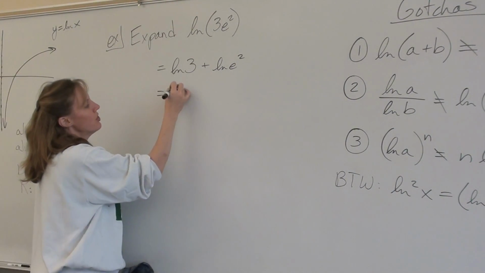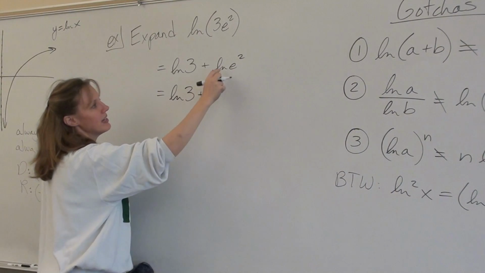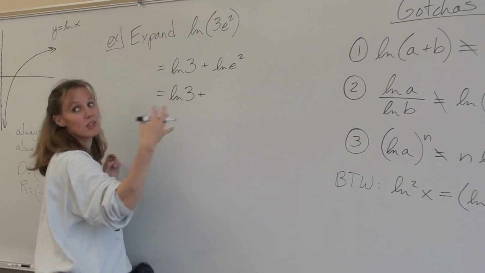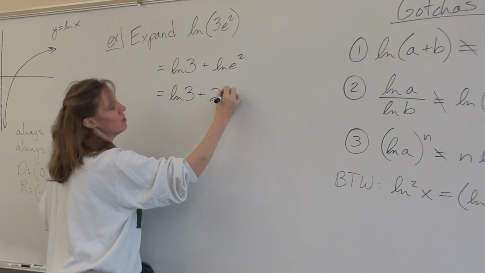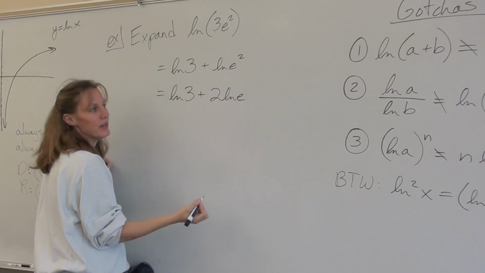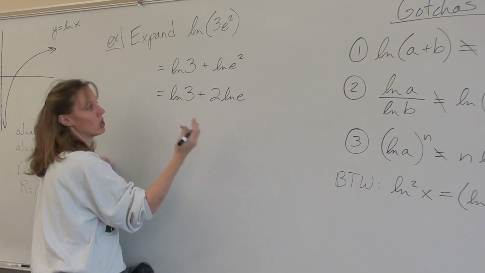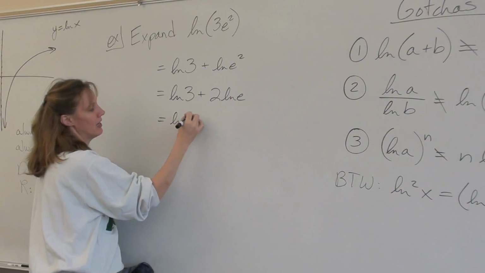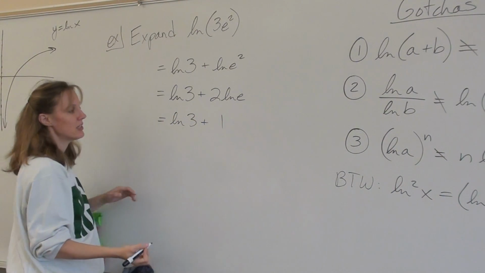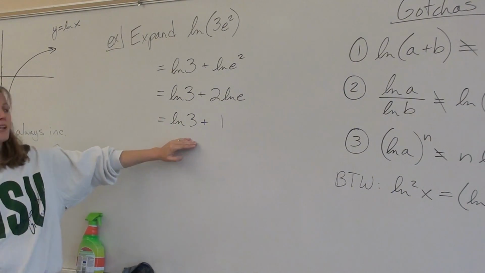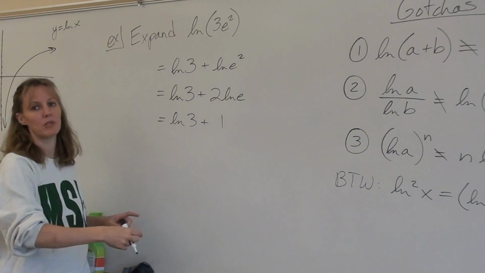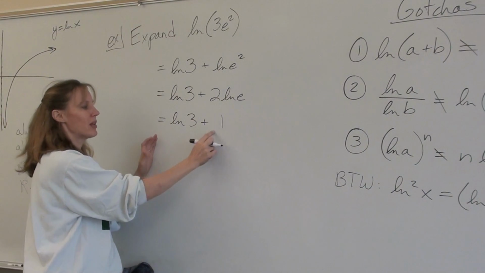Now, you could recognize that this whole thing just equals 2. But if you don't recognize that and you want to put 2 ln e, then ln e equals 1. You should recognize that natural log e is 1. And you get ln 3 plus 1. Now, does this equal ln 4? No, it's not the natural log of quantity 3 plus 1. It's the natural log of 3, plus 1.